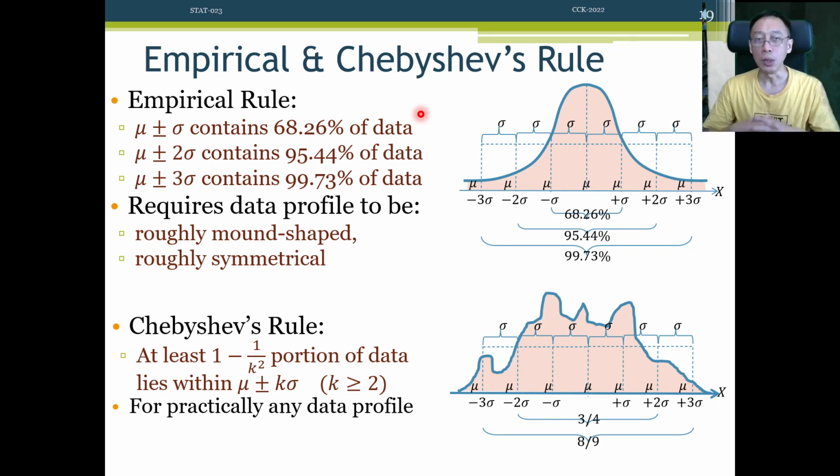This empirical rule. So empirical rule says if the population mean is mu and the standard deviation is sigma, then within one sigma to the left and right of the population mean, the whole set of data will be amounting to about 68.26%, means roughly 70% of the data will be in this range.